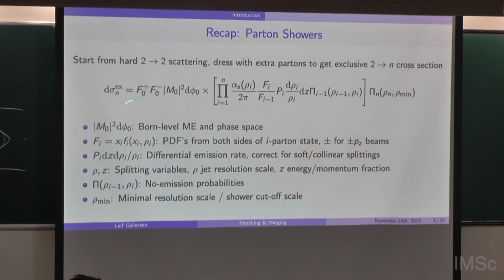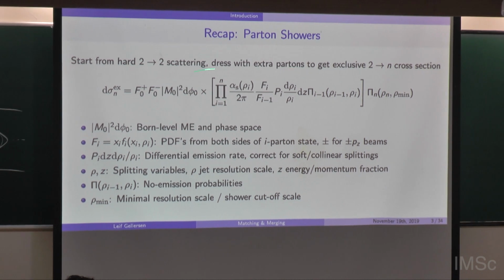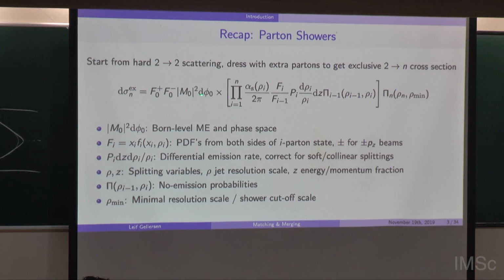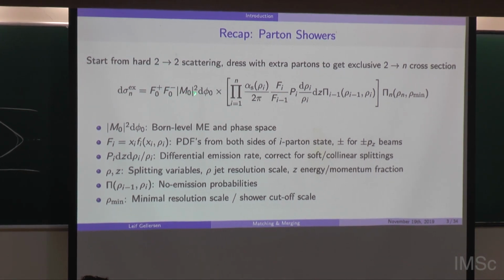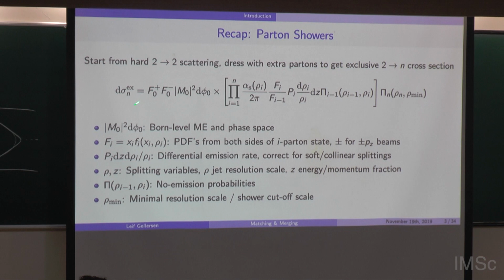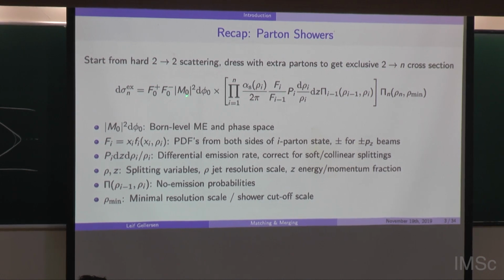cross-section. And the exclusive 2-to-n cross-section would be given by this expression. So we would have the inclusive 2-to-2 cross-section here. This is like the folded PDFs with the matrix element of the Born process, integrated over the phase space of the Born level. Then for each emission, we have this emission probability here with the ratio of PDFs in it for the initial state radiation times the probability of not having resolved emissions above that scale. This is what was distinctive about the Parton shower.